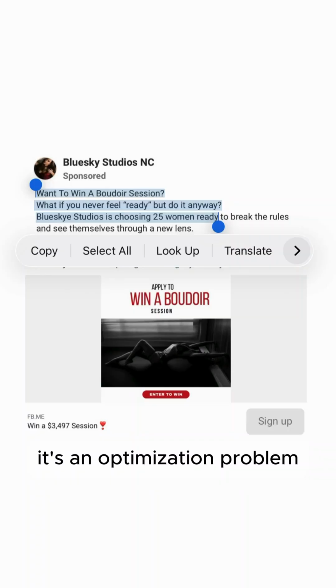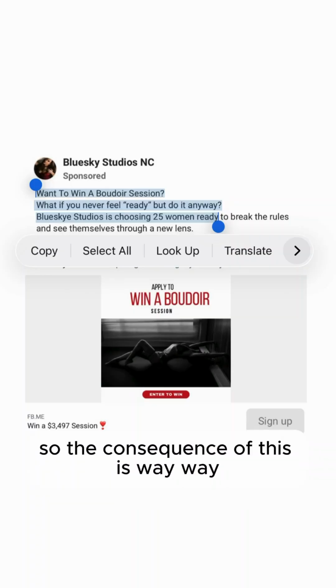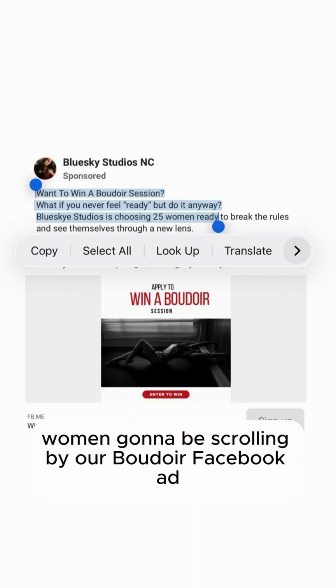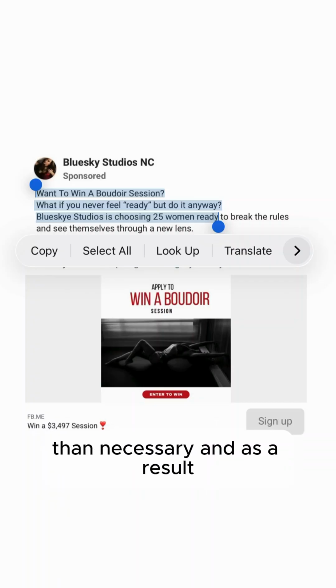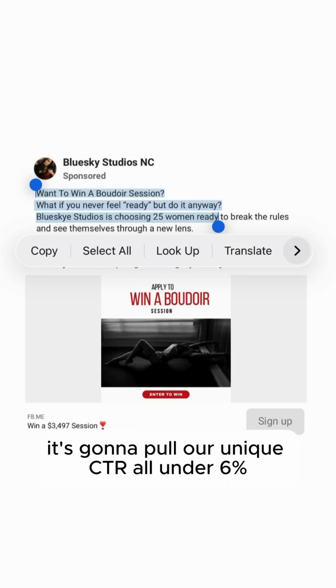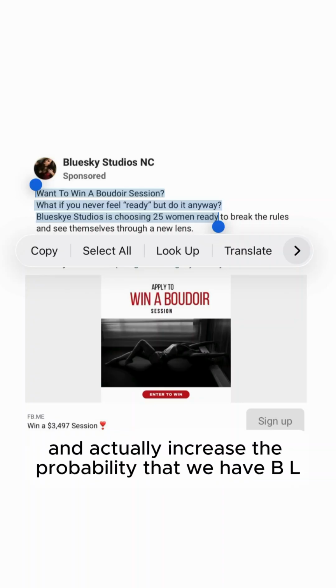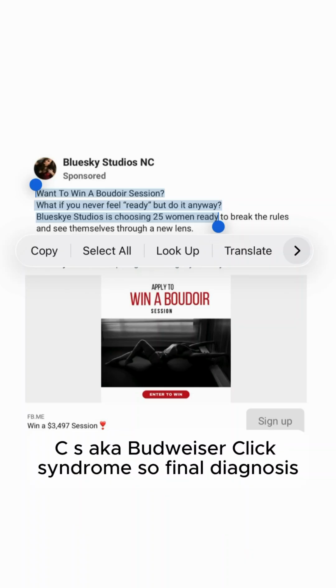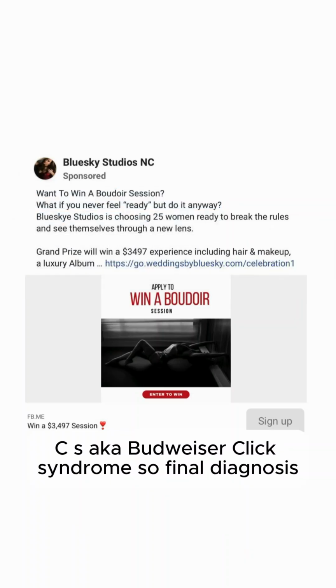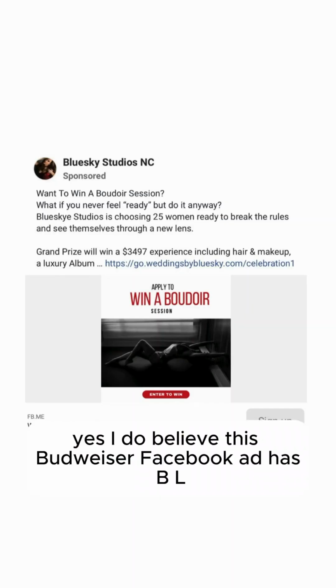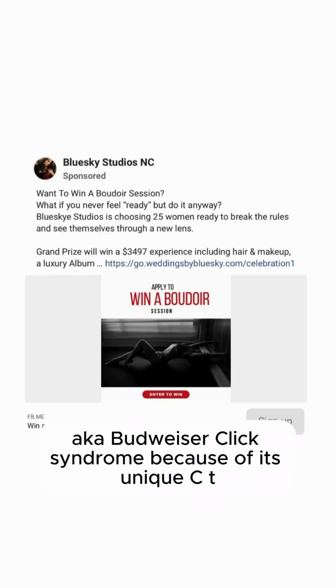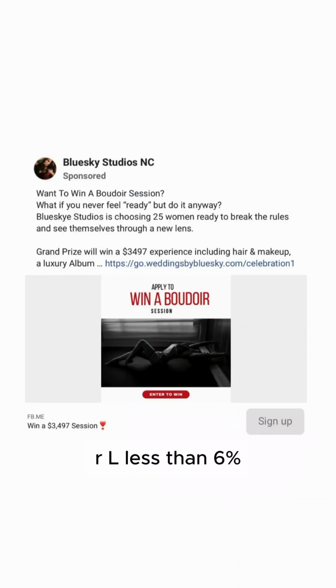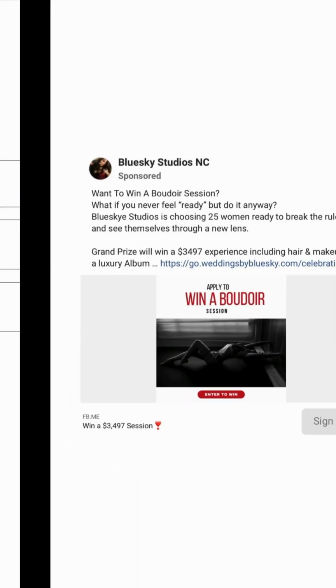It's an optimization problem. So the consequence of this is way more women going to be scrolling by our Boudoir Facebook ad than necessary. And as a result, it's going to pull our unique CTRL under 6% and actually increase the probability that we have BLCS, aka Boudoir low click syndrome. So final diagnosis, yes, I do believe this Boudoir Facebook ad has BLCS, aka Boudoir low click syndrome, because of its unique CTRL less than 6%.